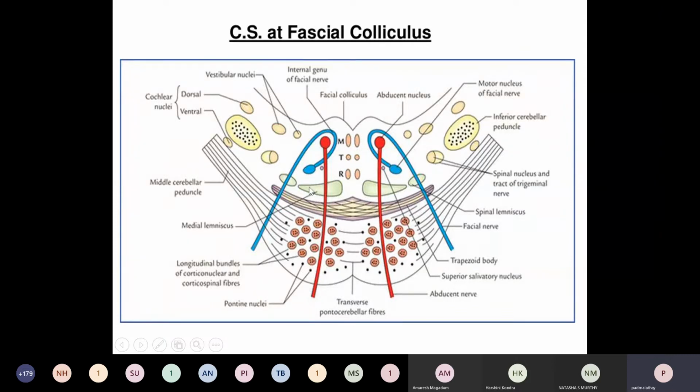Whereas in the tegmentum, the gray matter constitutes all the cranial nerve nuclei, that is the abducent nucleus, the motor nucleus of the facial nerve, the salivatory nucleus, the spinal nucleus of the trigeminal nerve, the vestibular nuclei and the cochlear nuclei. So these are all the gray matter.